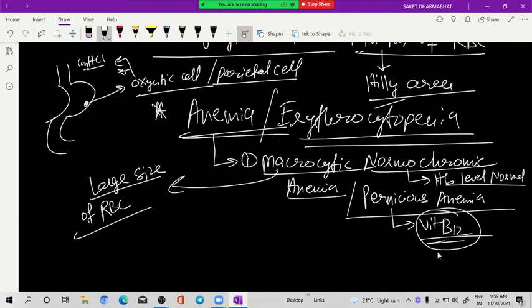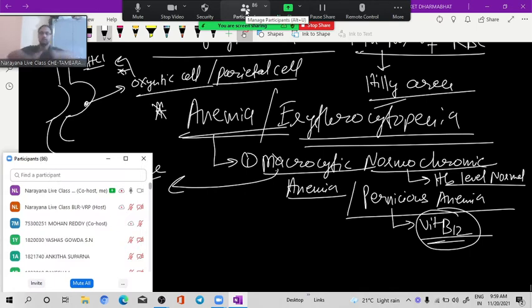Vitamin B12. Suppose the oxyntic cell or parietal cell fails to synthesize Castle's intrinsic factor, how will vitamin B12 be absorbed into our blood? And if deficiency of vitamin B12 takes place, then this type of anemia will be caused, macrocytic normochromic anemia. To understand this, we should know how RBCs are formed in the bone marrow. I will explain it afterward. Up to here, did you understand or not?